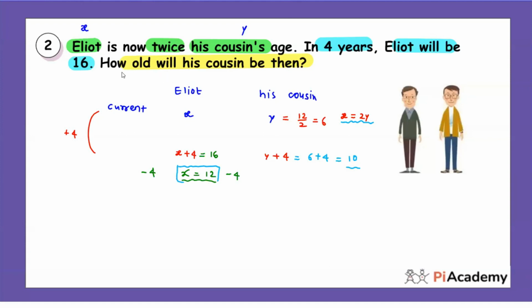And they are asking how old will his cousin be then? So they are asking after 4 years, right? So after 4 years, 6 plus 4 is going to be 10 years. So the answer to this question is going to be 10 years. Got it, everyone? Well done. And there is nothing to worry about. Let's try the next question.